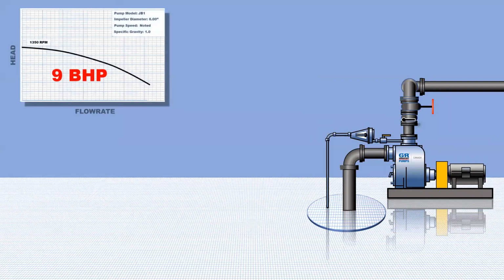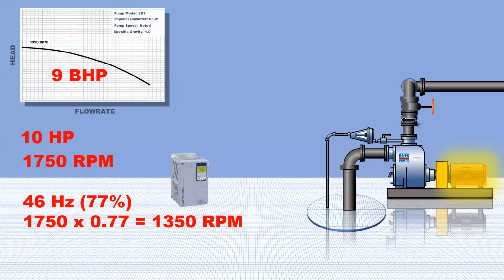If we now put a 10 horsepower motor on this application, and it's a 1750 RPM 4-pole, and we incorporate a VFD to run this motor at 77% of its full speed, or 46 hertz, we will achieve that 1350 RPM. Now, can anyone tell me, oh, is this for a car? No, it isn't for a car, so I'll just say it out there right now. We will not get all that 10 horsepower out, right, Adrian?